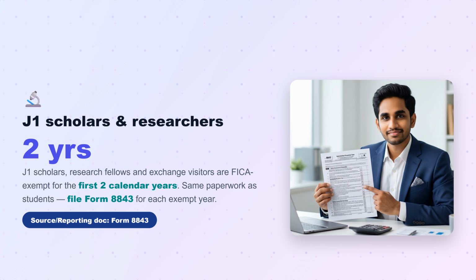Next, J1 scholars and researchers. This includes research fellows, professors, and exchange visitors. They're FICA exempt for the first 2 calendar years. Note that's 2, not 5 like the students. The paperwork is the same. They file Form 8843 for each exempt year. So F1 gets 5 years, J1 scholars get 2.